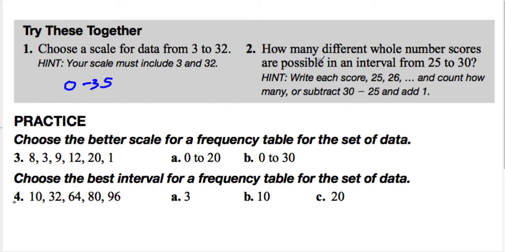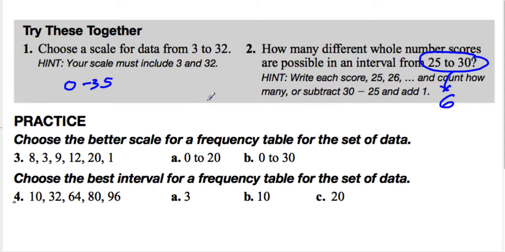How many different whole number scores are possible in an interval from 25 to 30? Simply count the first number: 25, 26, 27, 28, 29, 30. So therefore, from 25 to 30 there are 6 possible whole numbers.